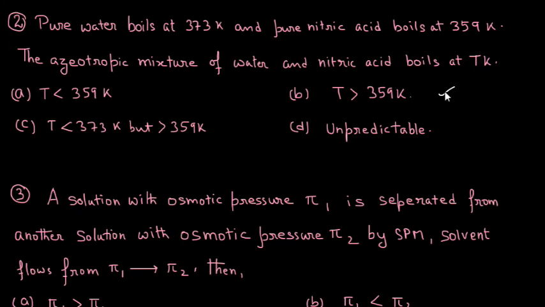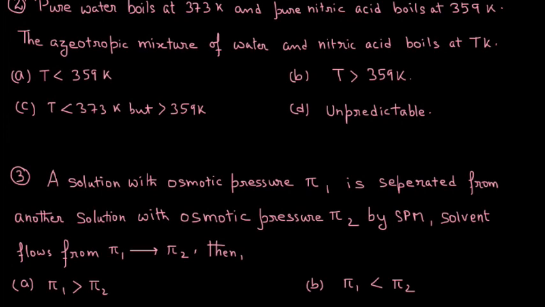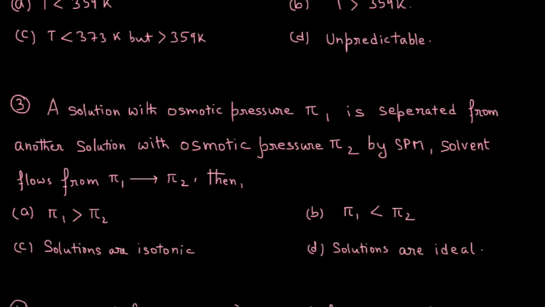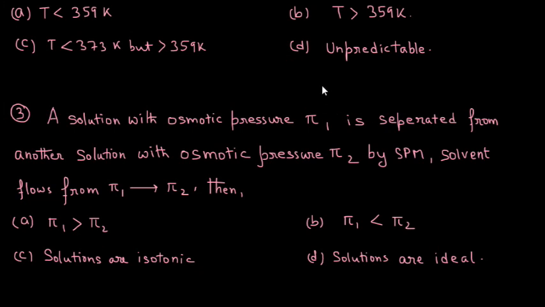Next is question number 3. A solution with osmotic pressure pi 1 is separated from another solution with osmotic pressure pi 2 with an SPM. Solvent flows from pi 1 to pi 2, then A, pi 1 is greater than pi 2; B, pi 1 is smaller than pi 2; C, solutions are isotonic; D, solutions are ideal.